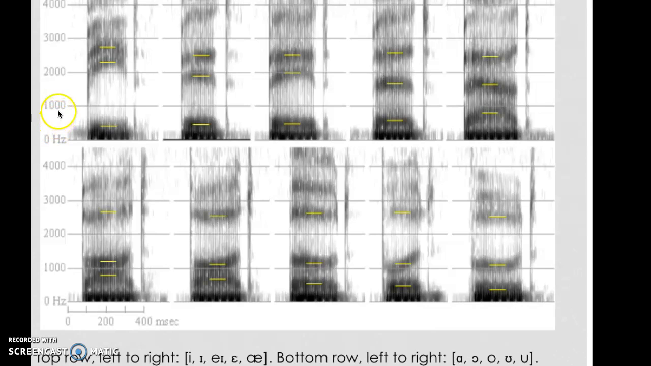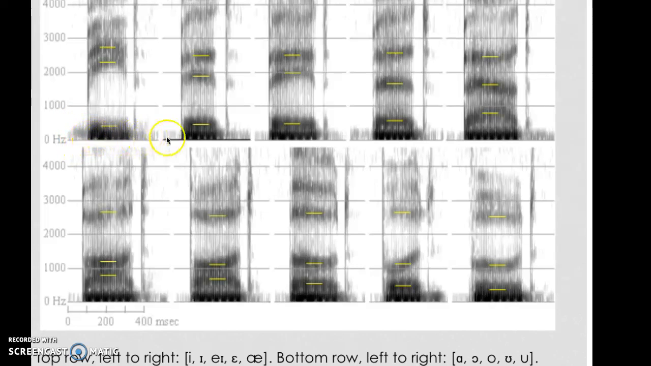I want you to notice that between 0 and 4,000, we will see bands of energy, which are called formants, that are enhanced. Pitches are enhanced depending on the shape of our mouth. And remember, the sound coming from our vocal folds is just a buzzy pitch sound, and it gets shaped by our lips and our tongue and our jaw.